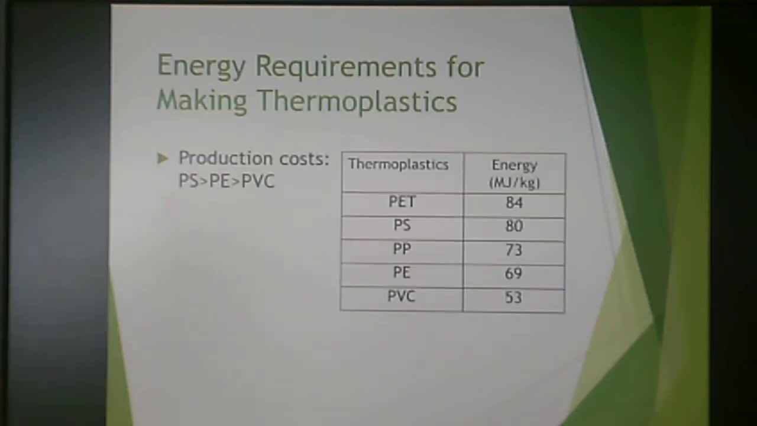When we're talking about the energy requirements for making thermoplastics, polystyrene is the highest of the commodity thermoplastics. PET is listed here to give you an idea of how it compares, and PET is a quasi-commodity plastic. So it is the highest of all in terms of energy requirements.